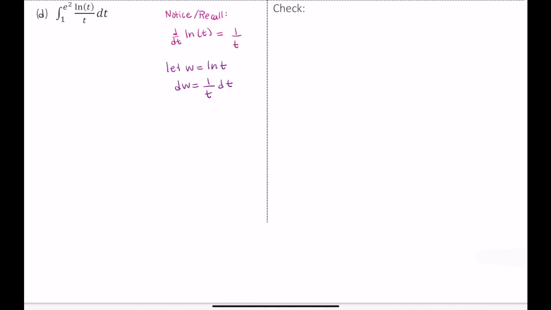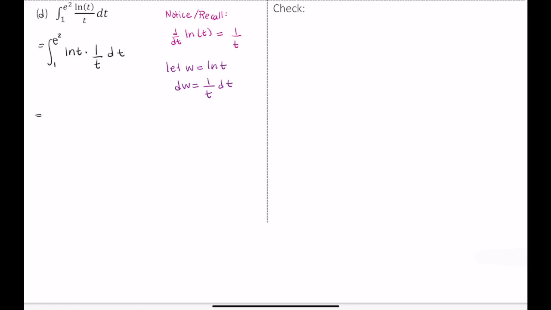I'm going to give this a quick rewrite to see if you're following or seeing what I'm seeing. I have the integral from 1 to e squared of ln of t times 1 over t dt. Do you see it? That is, do you see dw? I see dw right here. Since these quantities are equal, I can replace that with a dw.